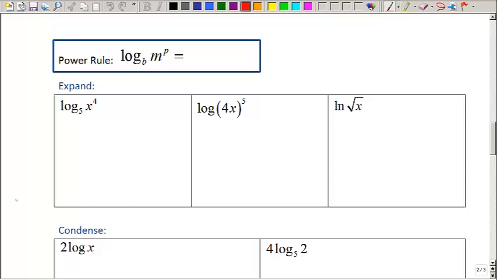The third property or rule that we'll be talking about today is called the power rule, which says log base b of m raised to an exponent p can be rewritten as p times the log base b of m. Essentially, you take the power or the exponent and move it down to become the coefficient. This does seem a little weird where you move the exponent down to be a number multiplied by the front, and some students might ask, where did this come from?